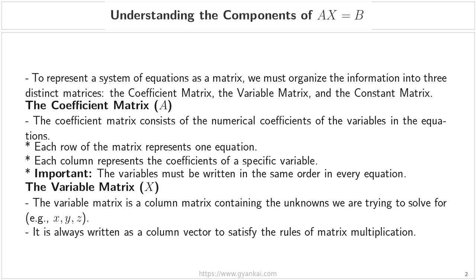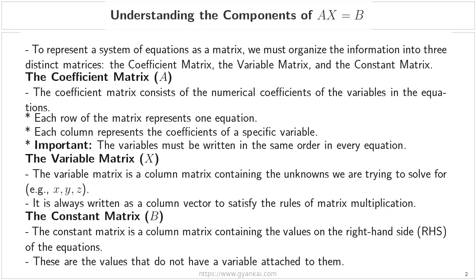This is a column matrix, which means it is a single vertical stack, containing all the unknowns we are trying to solve for, such as x, y, or z. We always write this as a column vector to ensure that the rules of matrix multiplication work correctly when we multiply it by matrix A.